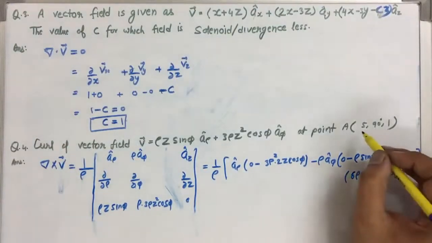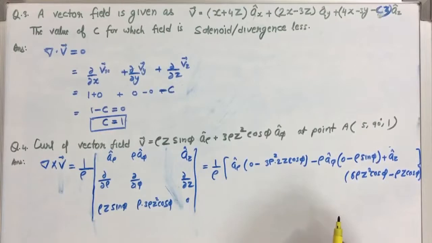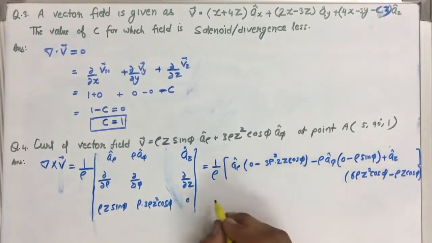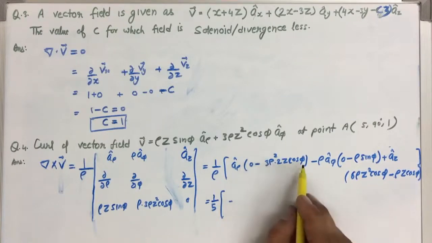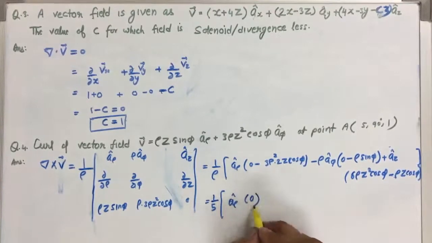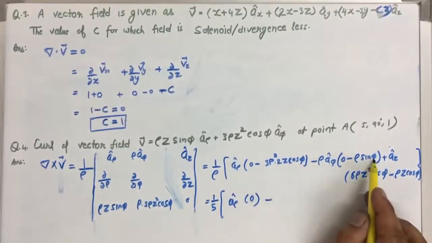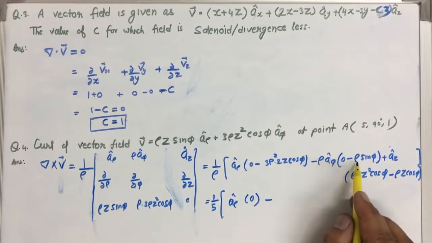Now put the value of rho, phi and z. This is in the direction of z. Okay, 1 by rho, it will give you minus 6 into 25 cos phi, which is 0, finished, no need to worry about that. So a phi, a rho 0 minus sin phi 90, rho is 5, so minus 5, it will be plus 25 a phi.